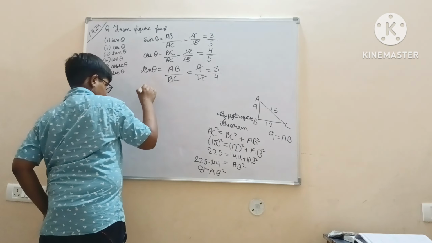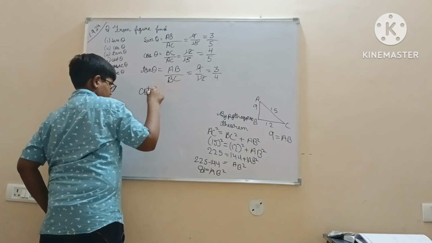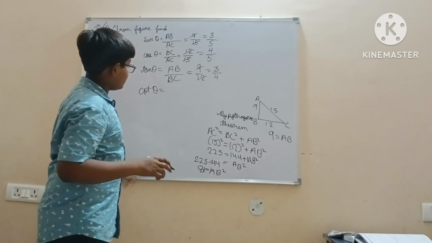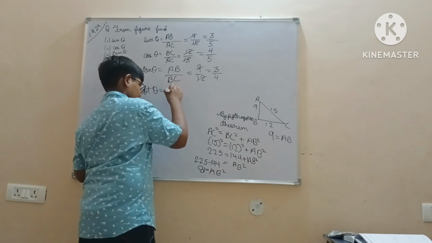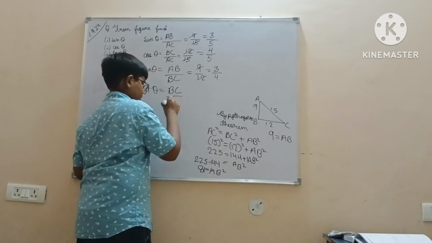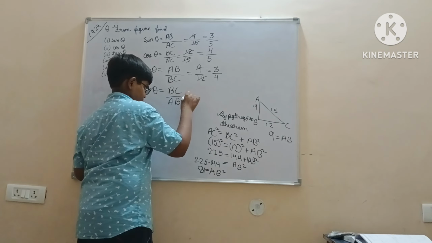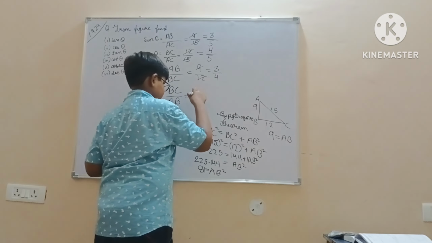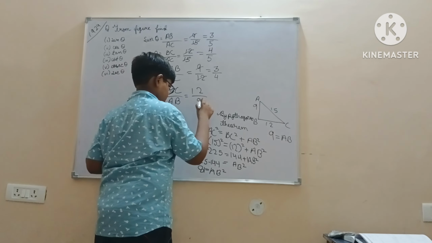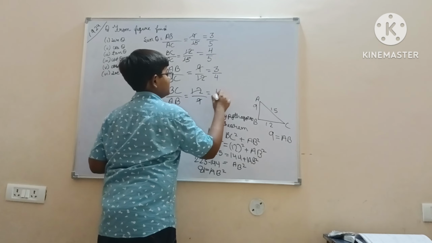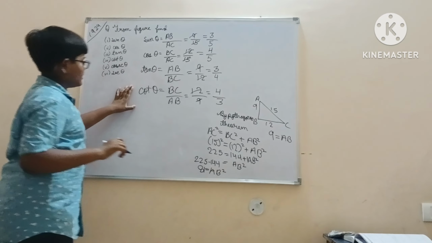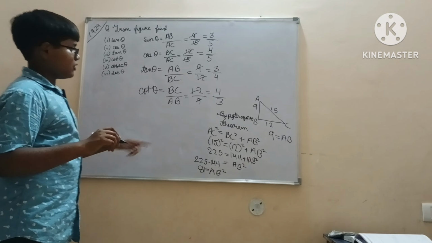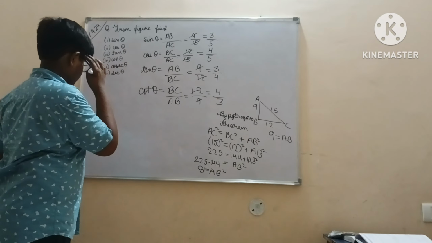Now our fourth trigonometrical ratio is cot theta. So the value of cot theta is base divided by height. Base of our triangle is BC and height of our triangle is AB. So BC is 12 and AB is 9. We will get our value as 4 by 3. And it is just the reciprocal of tan theta, so we have got the answer 4 by 3.